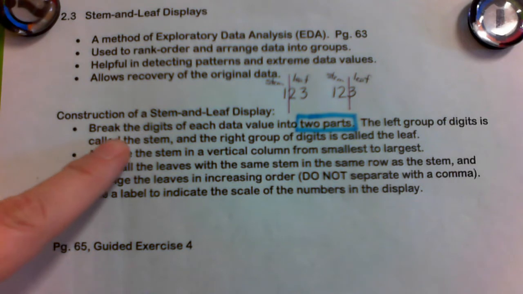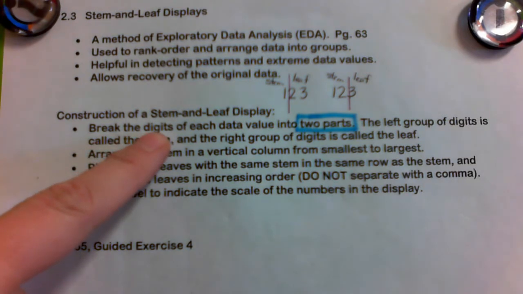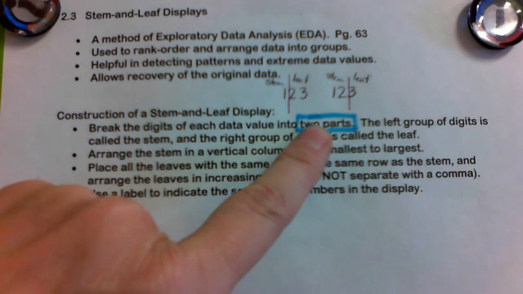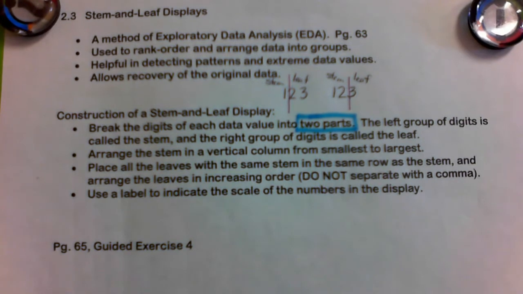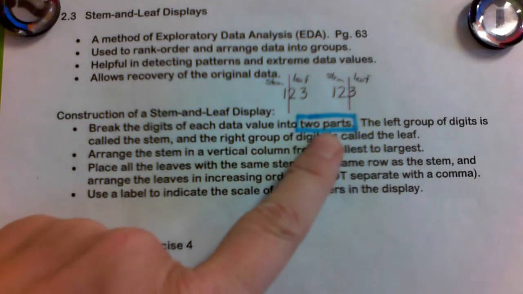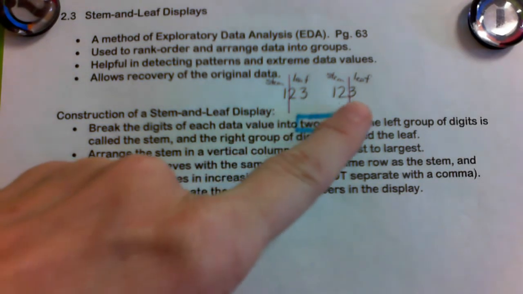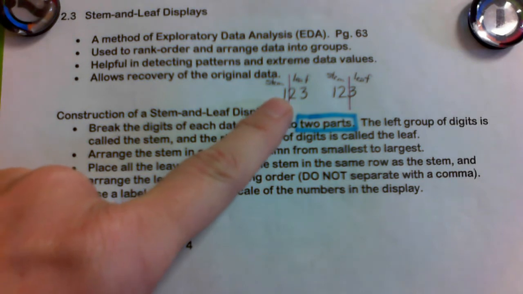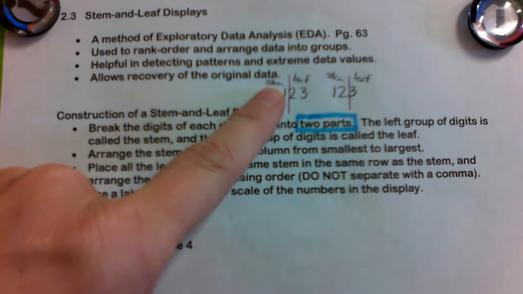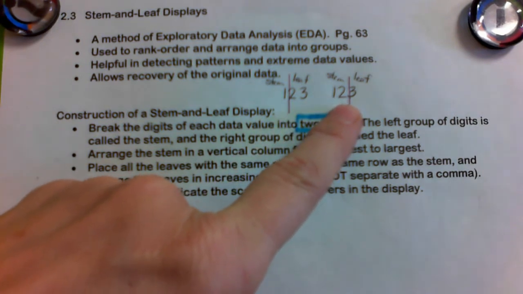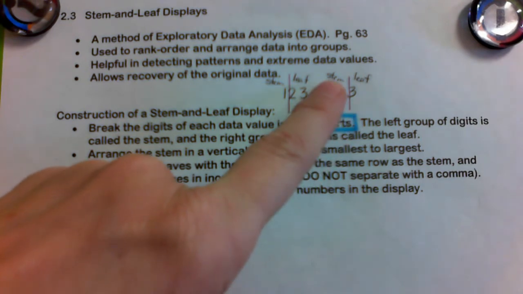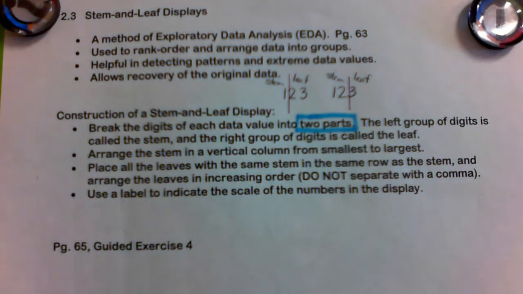Now, one of the keys to this is every value in your set of data is broken up into two parts. I've given some numbers here. One number is 123. So you have to take a 3-digit number and break it up into 2 parts. I've shown the different ways that you could do this. You could have the 1, which is on the far left, called your stem, and then your leaf would be 23. Or a second way is to put the 1 and the 2, or 12, as your stem, and then 3 as your leaf. They both represent the number 123.